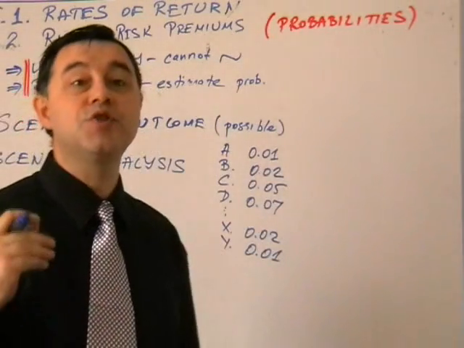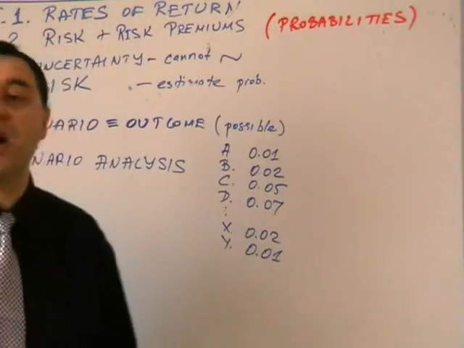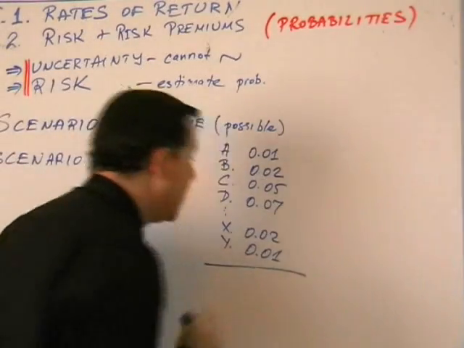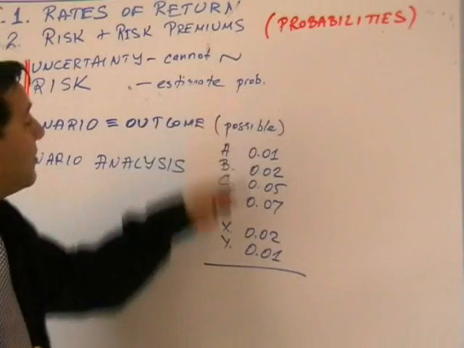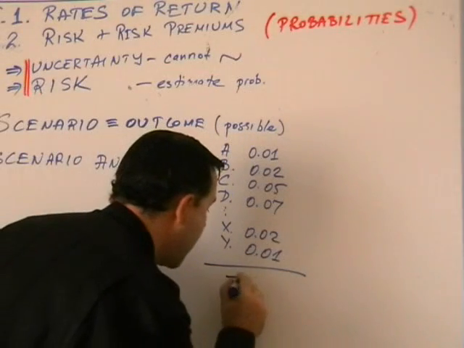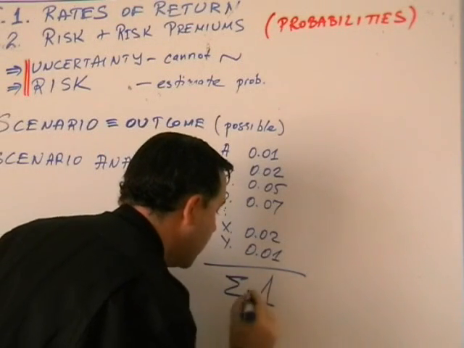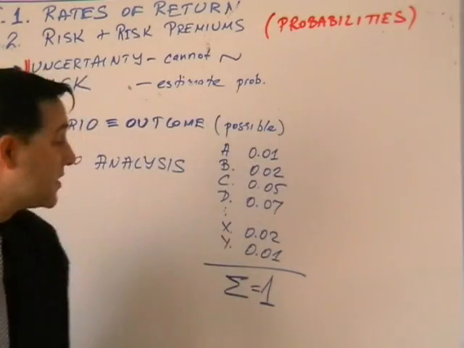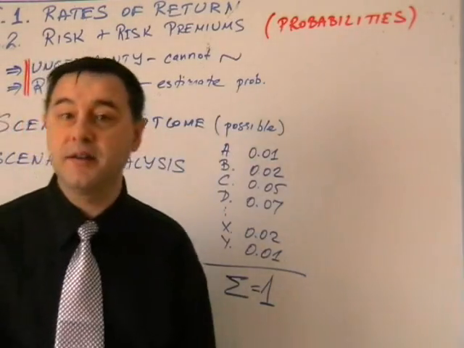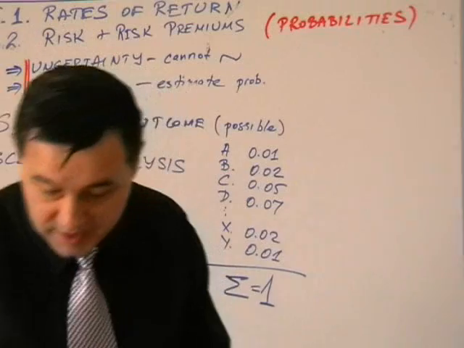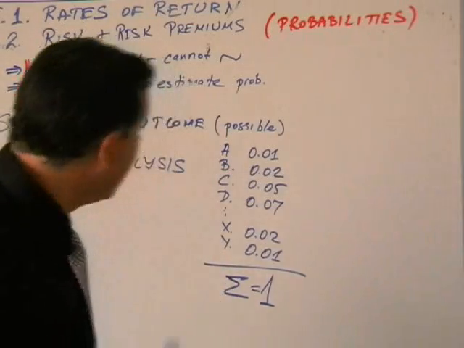And if the scenario is to be complete or proper, the probabilities must add up to 1. The sum of probabilities must add up to 1. Alright? So that's fairly straightforward.